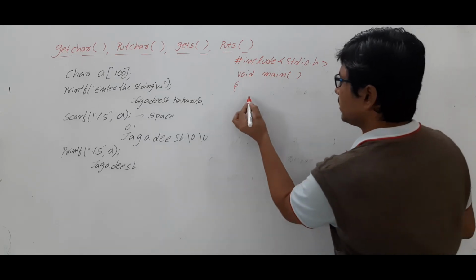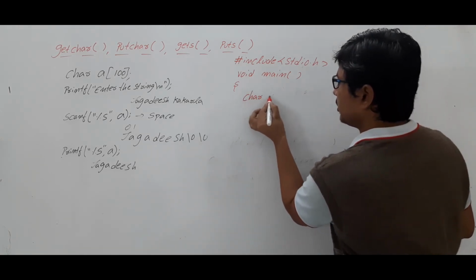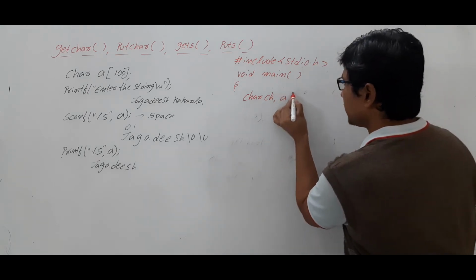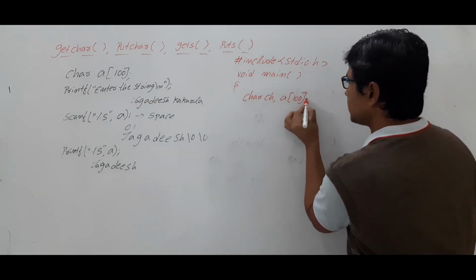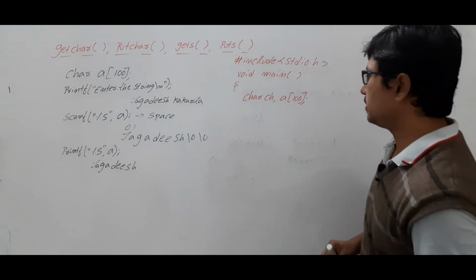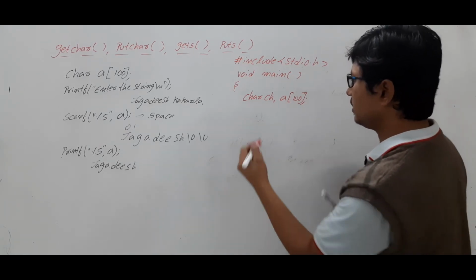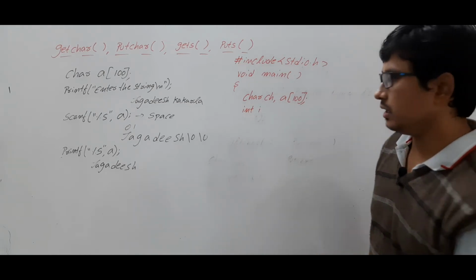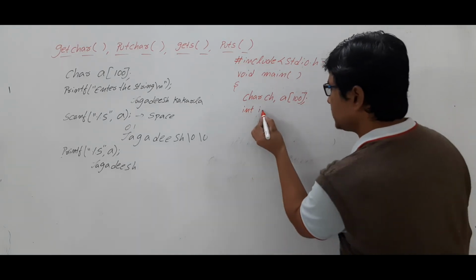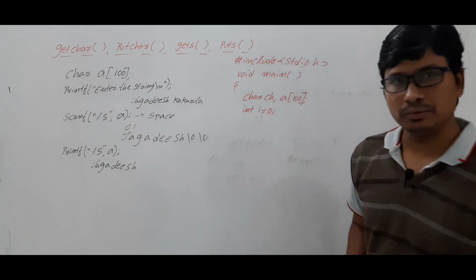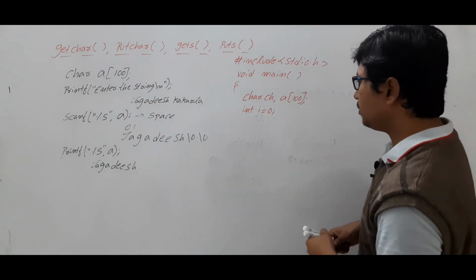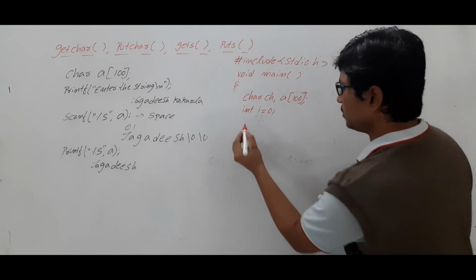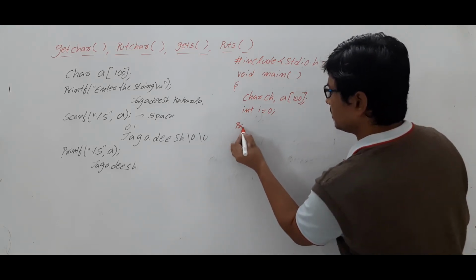Okay, then I am creating a variable called ch whose data type is char, and similarly I am creating an array a whose size is 100. Okay, and then I am declaring another variable called i whose data type is int, and I am initializing that one with 0. Okay, now what I can do is that I can ask the user to enter a character.